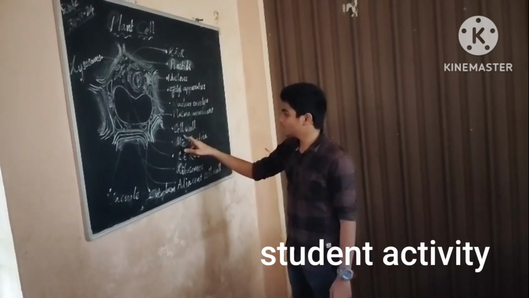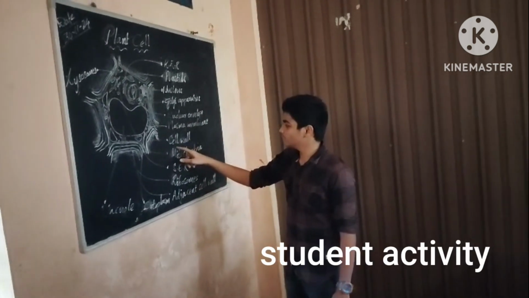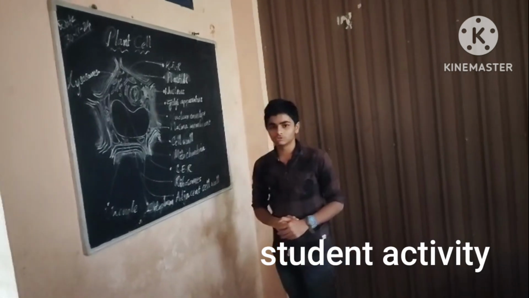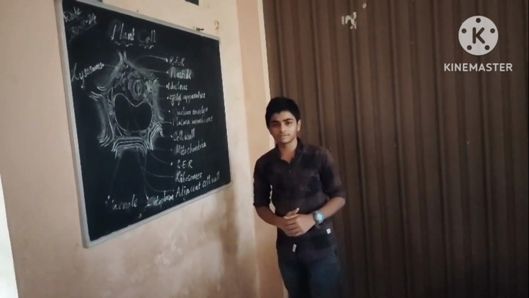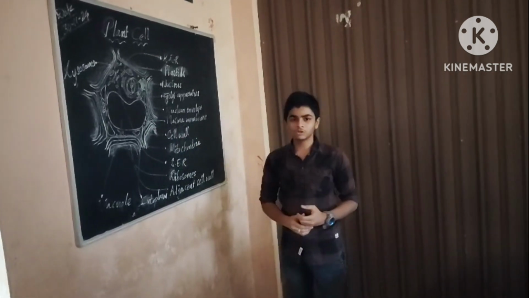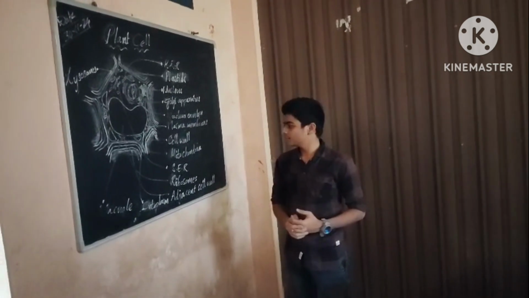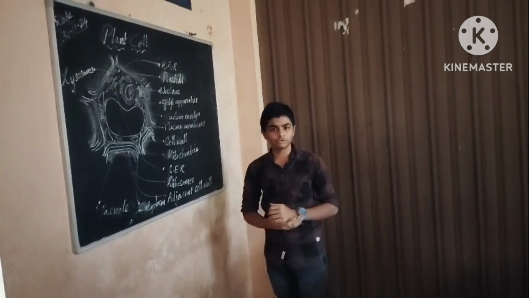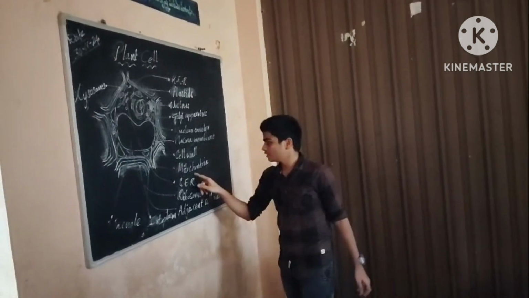Cell wall. The cell wall is only present in plant cells. The cell wall is made from cellulose. Cellulose is present in grass and similar plants. Animals cannot digest cellulose easily. It is digested only by ruminating animals because they have four chambers.